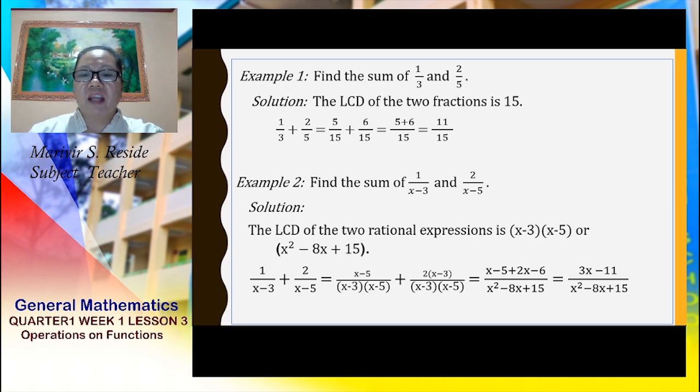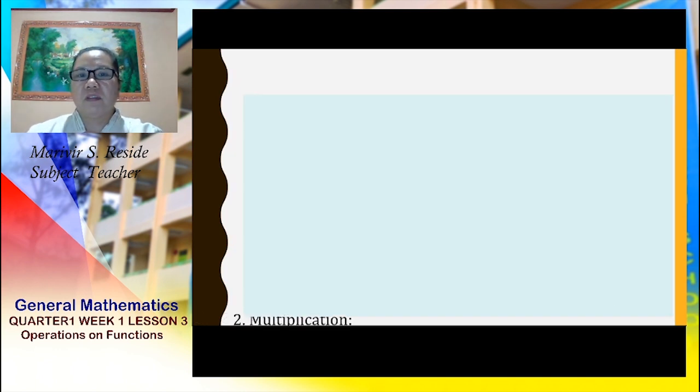That is already the simplified form of 2 times (x - 3). So we have (x - 5) plus (2x - 6) over the denominator x squared minus 8x plus 15. Now, how did it happen? I've shown you a while ago that the denominator (x - 3) times (x - 5) can also be written as x squared minus 8x plus 15. And the final answer will be (3x - 11) over x squared minus 8x plus 15. I hope you guys can follow.